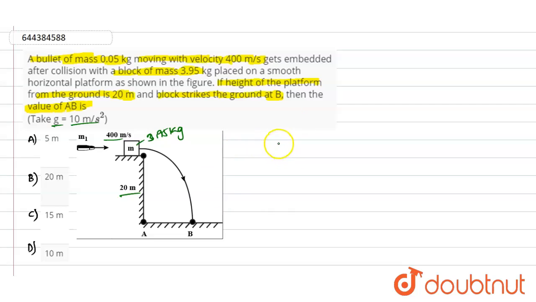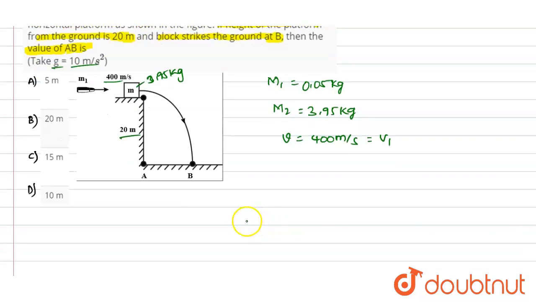The mass of the bullet, let me consider it as m1, will be equal to 0.05 kg. The mass of the block, m2, will be equal to 3.95 kg. The velocity of the bullet, v1, will be equal to 400 meters per second. And the platform is at a height of 20 meters above the ground, that means the block is placed 20 meters above the ground.